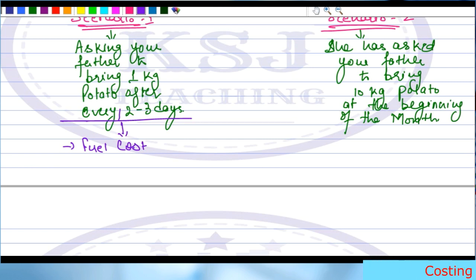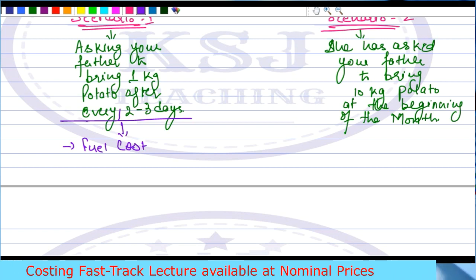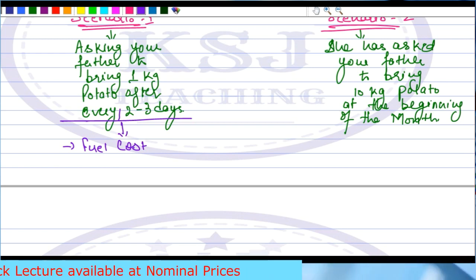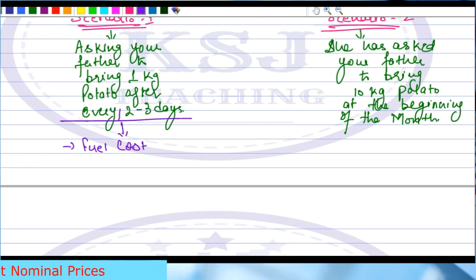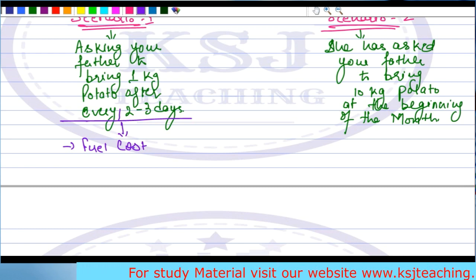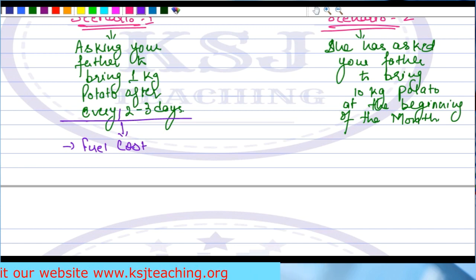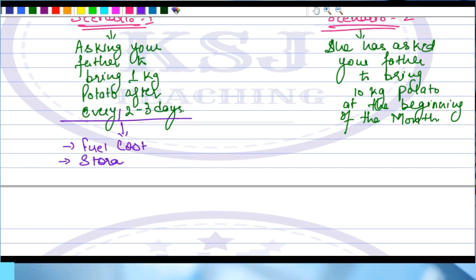Because every 2 to 3 days, your father will be going to the vegetable market and just bringing 1 kg potato. And it might be the case that 1 kg potato is 20 rupees, but the fuel cost is 30 rupees. Isn't it? This can be the scenario, sir. Clear? But what will happen once the potatoes come to your home? Your mother will not face the problem of storing the potatoes. Storage will not be an issue.